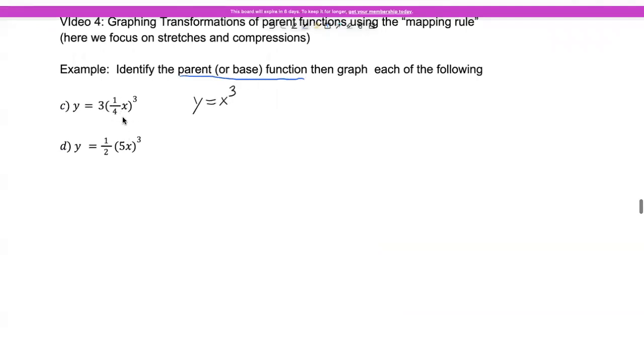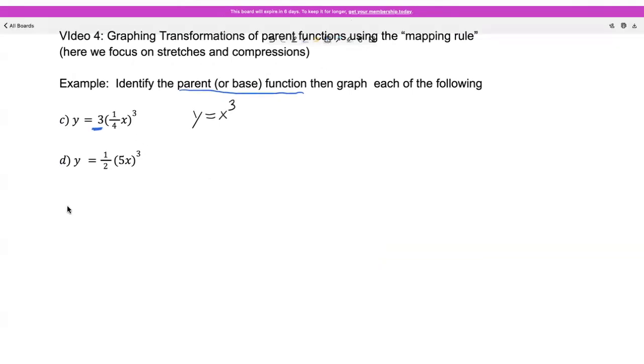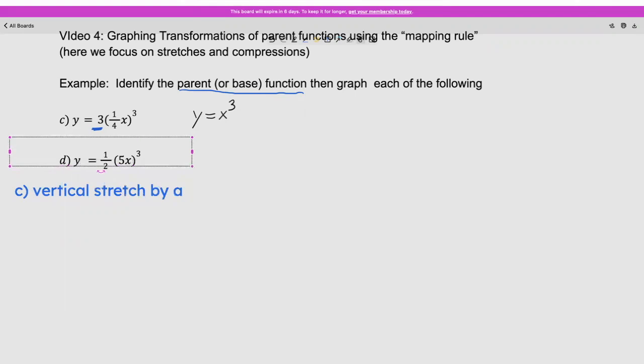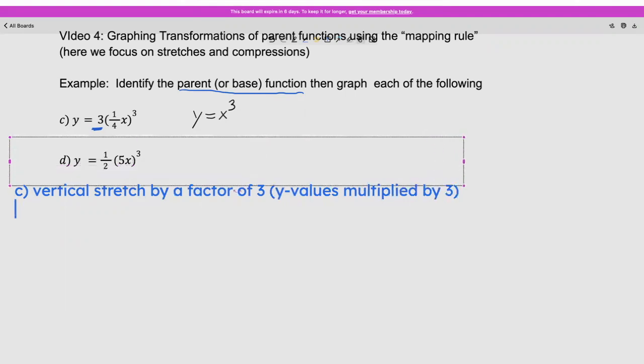I want to do these transformations on x to the 3 and then do a sketch of it. So when you see a 3 right after the equal sign, that tells you the y values are going to get multiplied by 3. And we call that a vertical stretch. So first, we have a vertical stretch by a factor of 3. Y values are multiplied by 3.